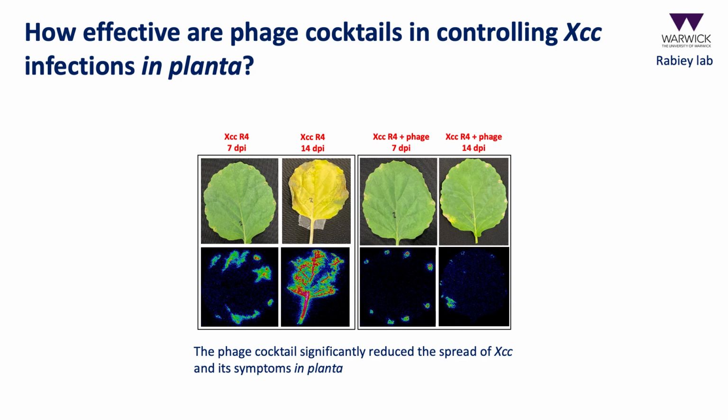Then we do a lot of in planta experiments. We infect brassica leaves with XCC, and with XCC plus phage, and look at the population. One of the groups in Warwick luminescently labeled XCC race 4. XCC enters through the edges, and at 7 days post-infection the symptoms can be imaged and you can see that they spread. By 14 days post-infection, it has spread all around the leaves, to the stem and to the veins on the stem.